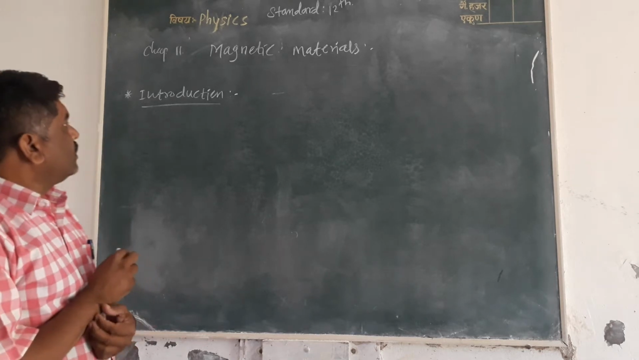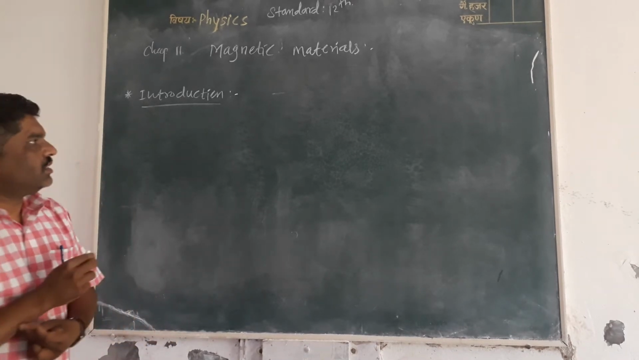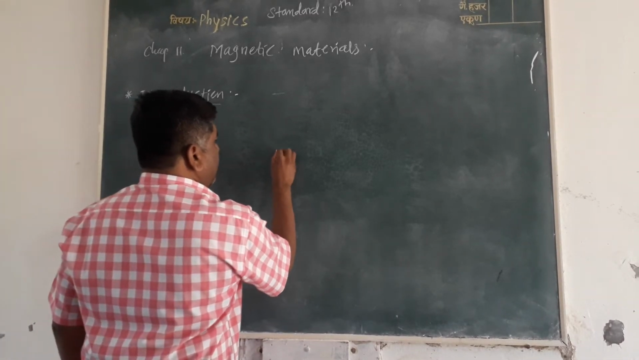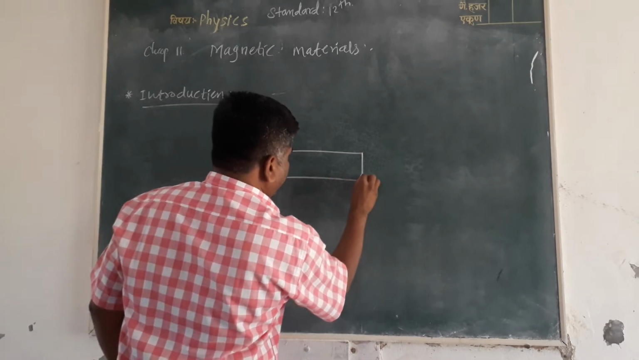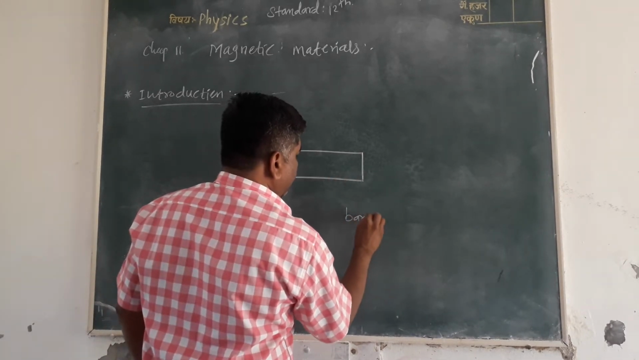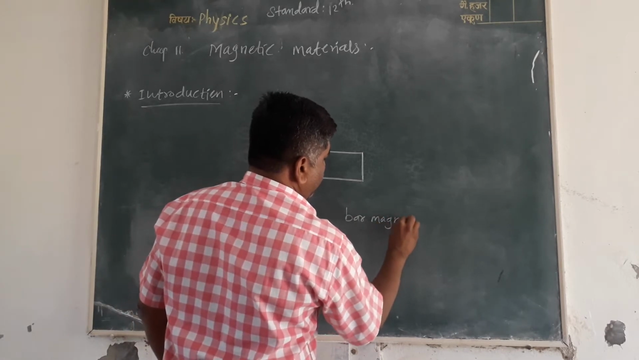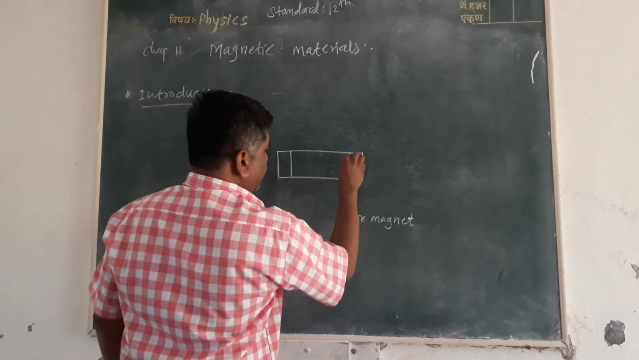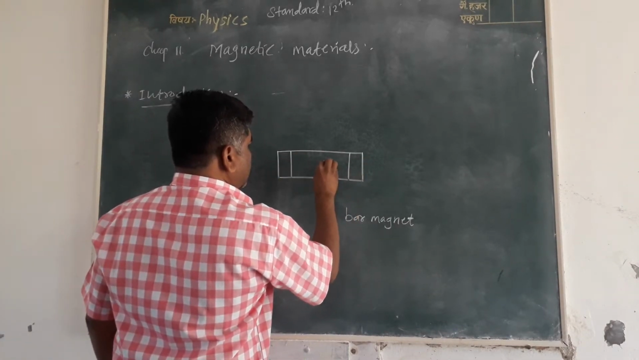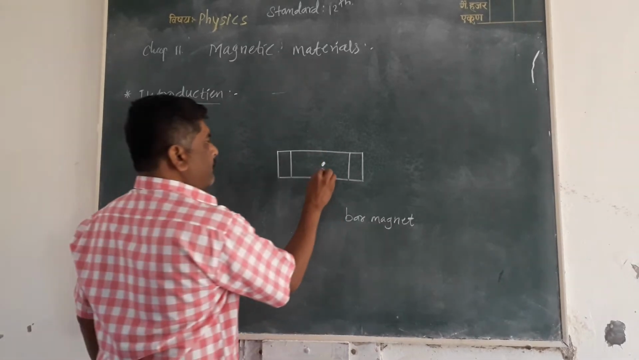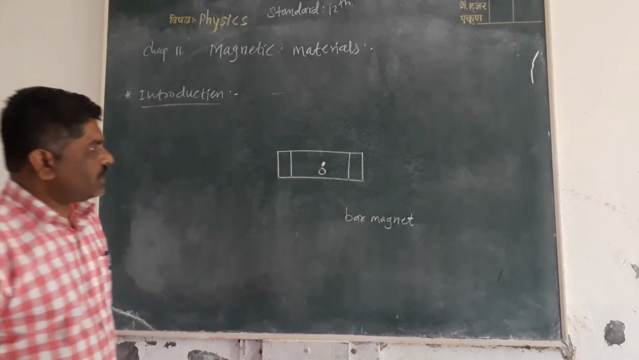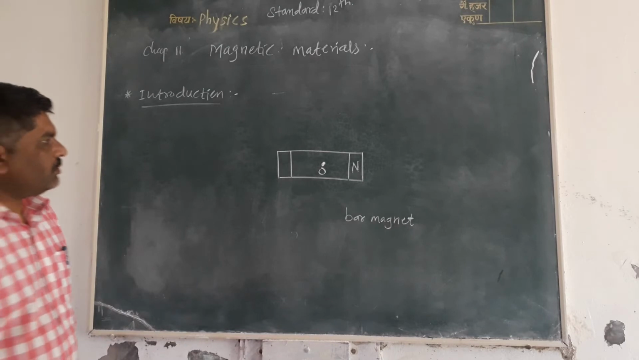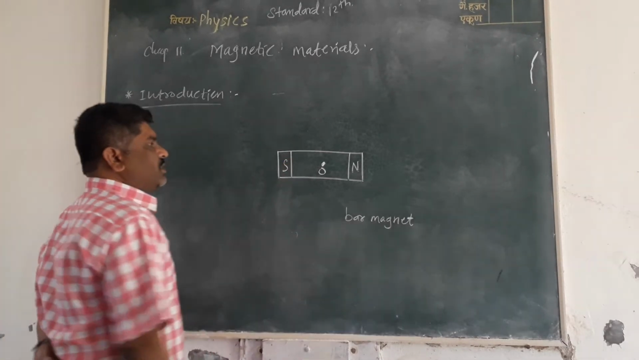We study the different types of magnet. We study the bar magnet. This is the bar magnet. O is the center of the magnet. N means North Pole. S means South Pole.